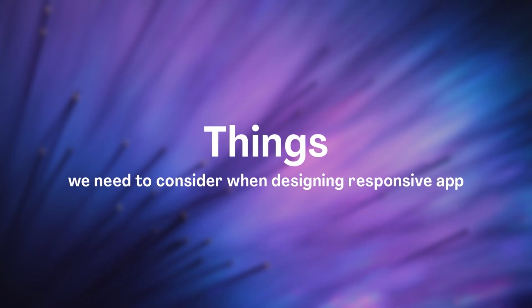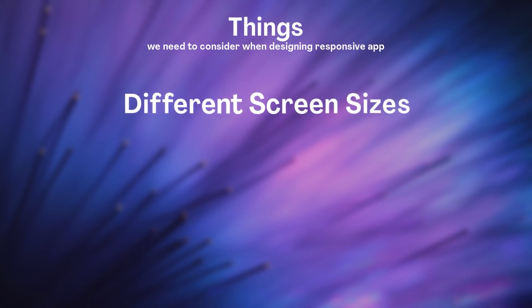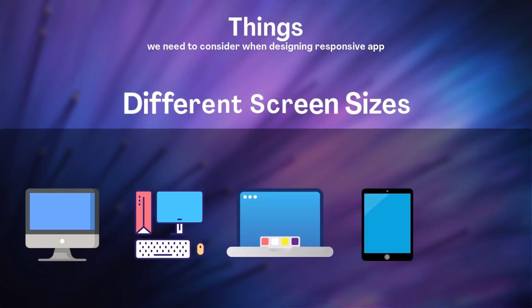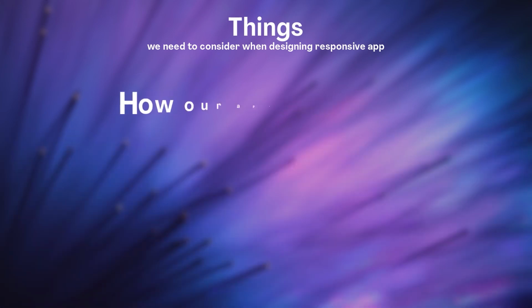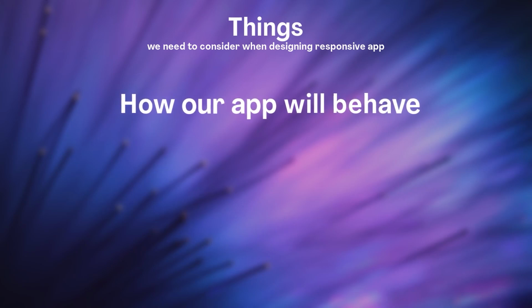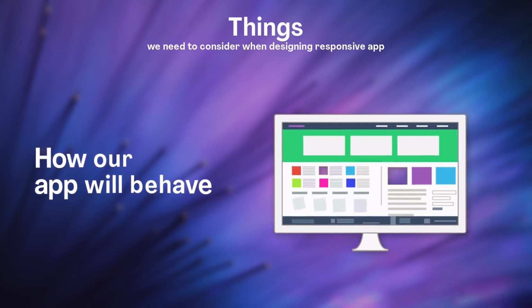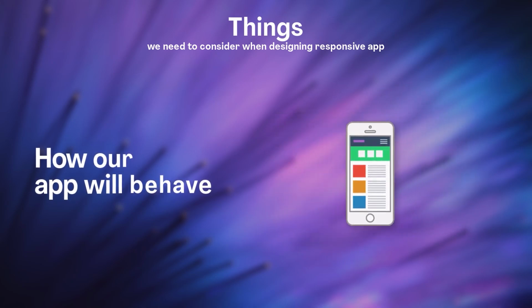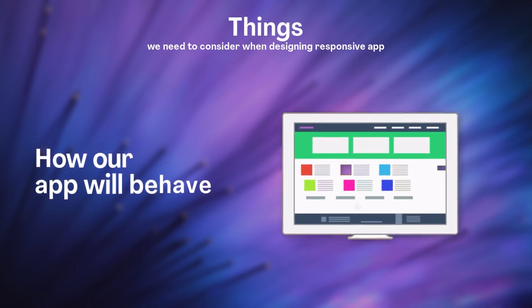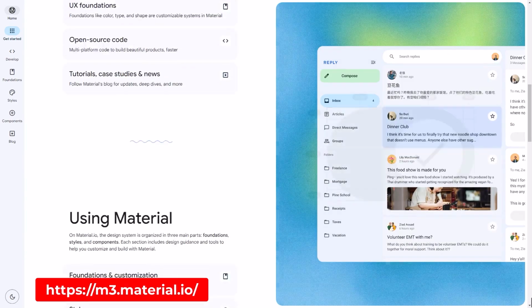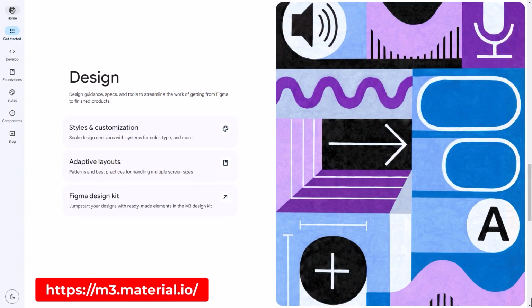There are a few things that we need to consider when designing a responsive app. First, we need to think about the different screen sizes that our app will be viewed on. This includes desktop computers, laptops, tablets, and smartphones. Then we need to decide how our app will behave on different screen sizes. Do we want the content to stay the same size and just get resized, or do we want the content to rearrange itself so that it's still easy to read and use? So the Google Material Design has provided us some very good guidelines on how to implement a responsive layout.